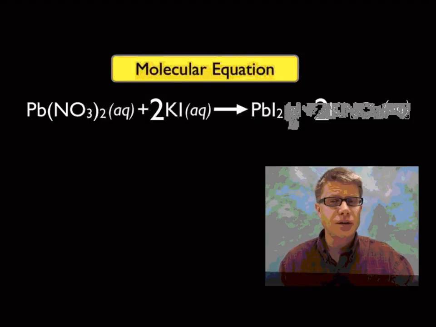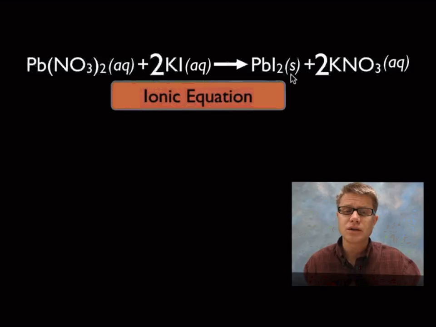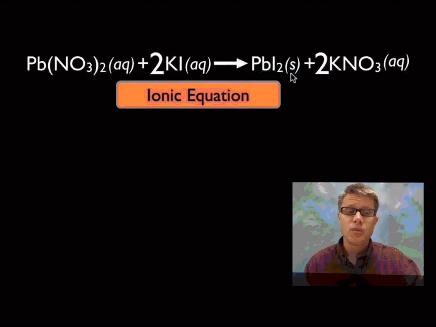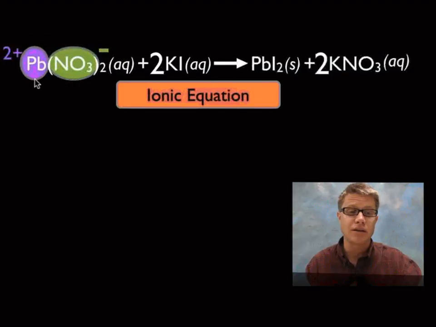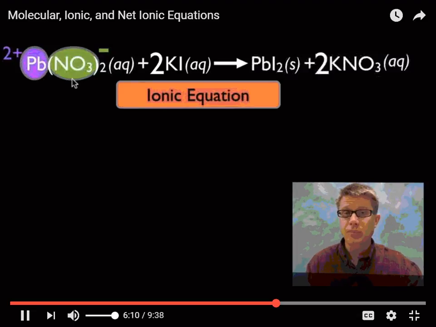But again, this video is about 2 other equations. We've got ionic equations and then net ionic. So how does that work? What is an ionic equation? Well, if you think about this lead nitrate right up here, it's not sitting in that solution as a connected molecule. Remember, it's going to break apart into its ions. It's going to have its lead ions and nitrate ions, and those are going to dissociate, separate from one another.